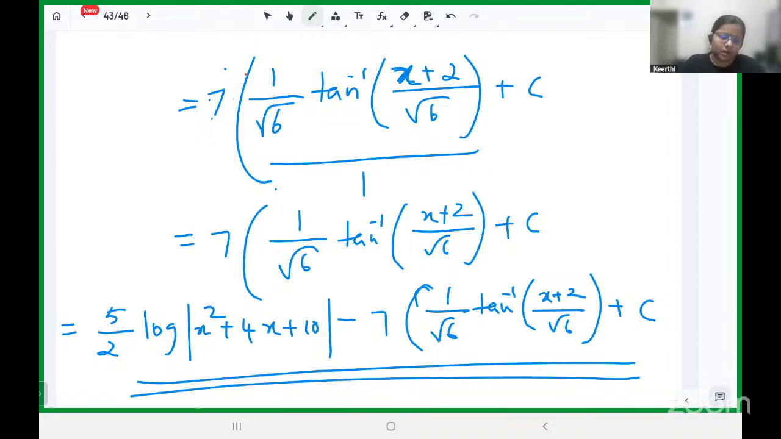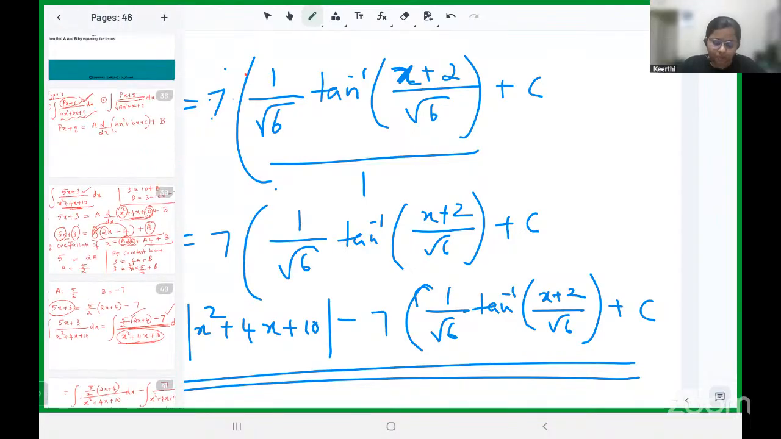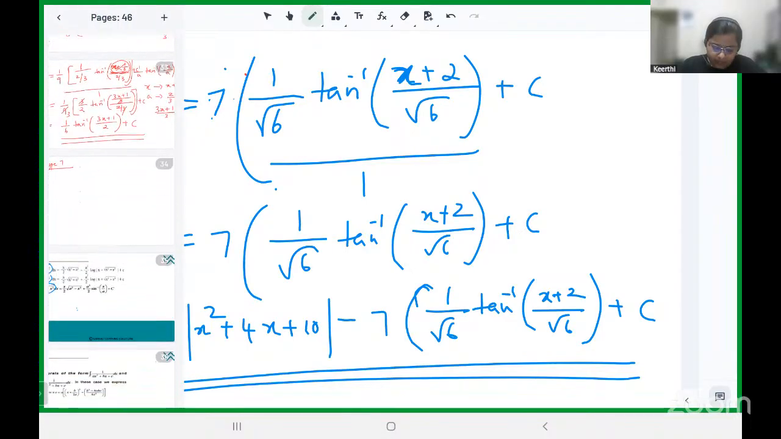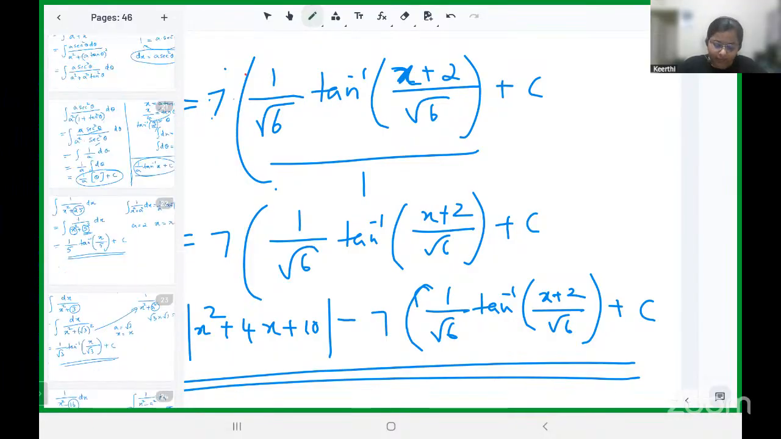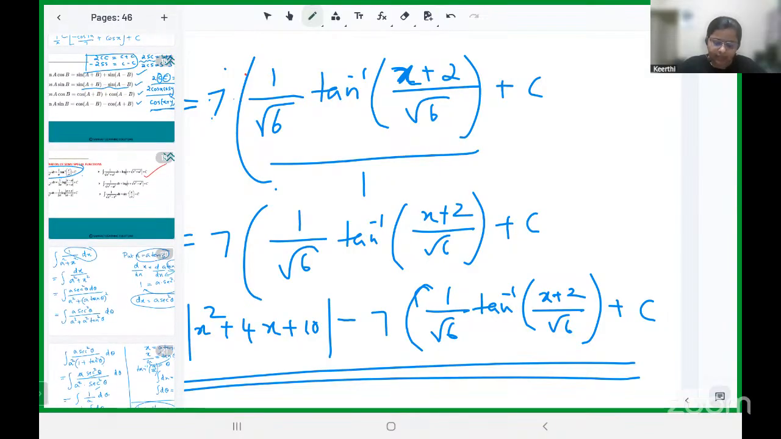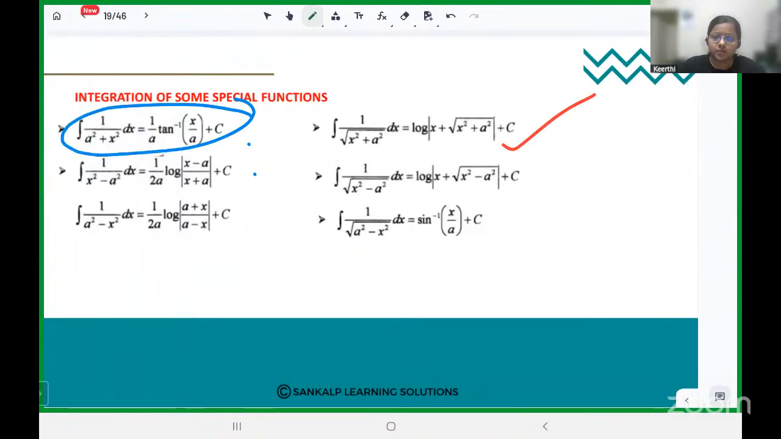Now we have a few more types. That is, we have integration by partial fractions and integration by parts method, and some more questions were there in the session. So we'll be continuing the remaining of the chapter in the next session. Okay, so I hope this much was clear to you all. So we have studied integration by substitution using trigonometric identity, then we studied integration of some special functions. You have to study all these formulas.